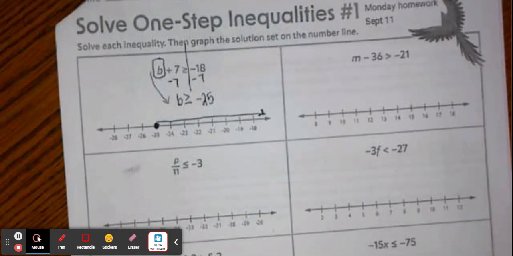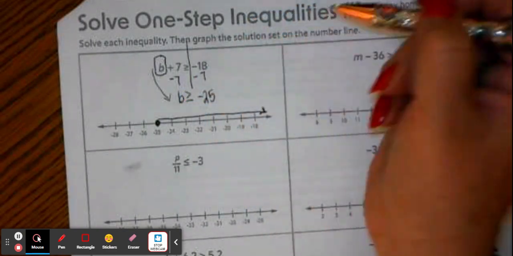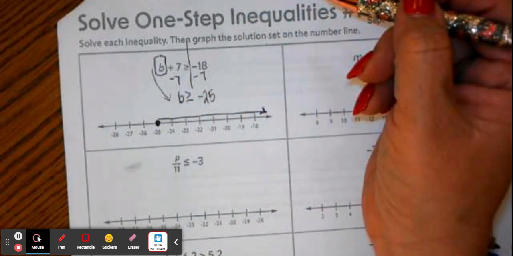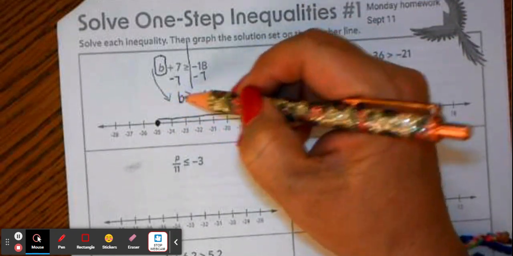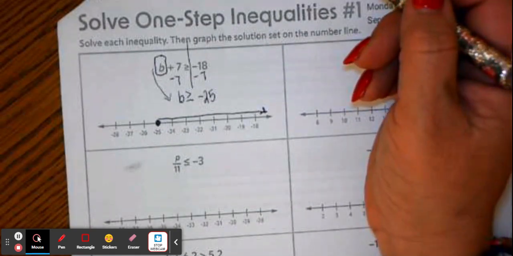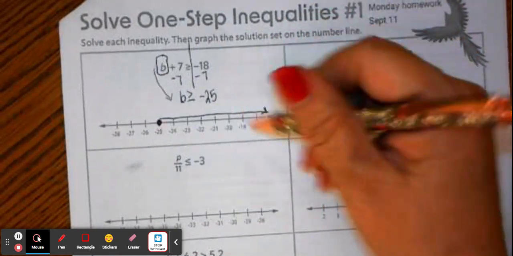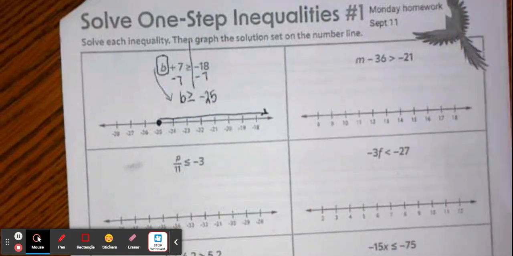You can place those numbers in b to prove and to make sure that it's the correct one. So you can put in negative 18, and yes, we know that's greater than negative 25. You can even put in 0 or 1. Even though you don't see it on the number line, you know that it's going to be on that side.